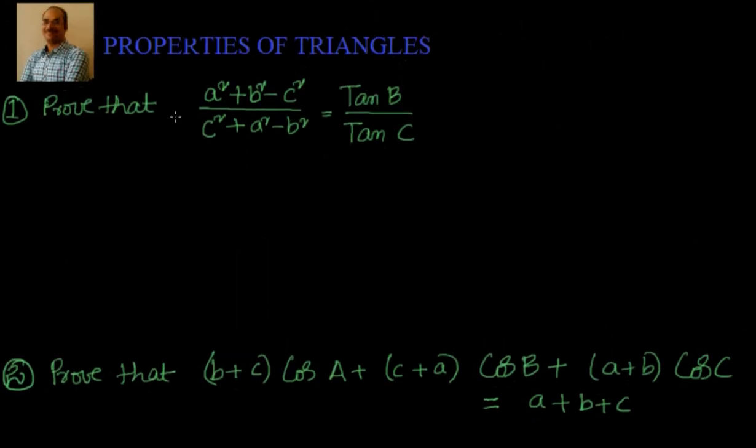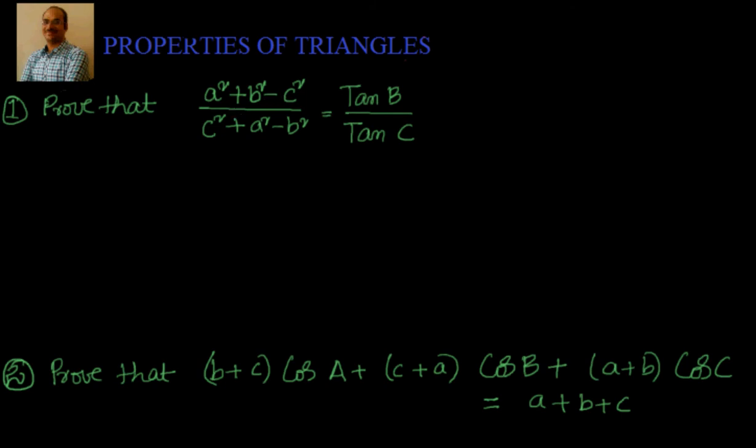We have to prove that (a² + b² − c²) / (c² + a² − b²) is equal to tan B / tan C. Now, what is tan B by tan C? Sin B by cos B, and... okay, so this looks like part of cos B. This also looks like part of cos C.